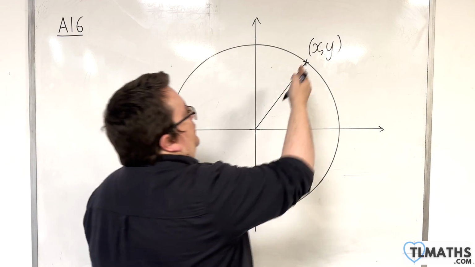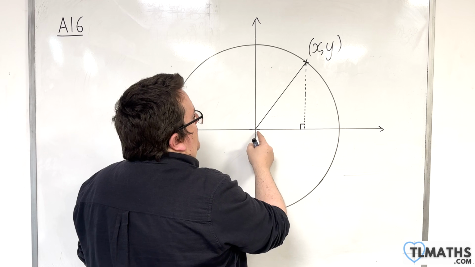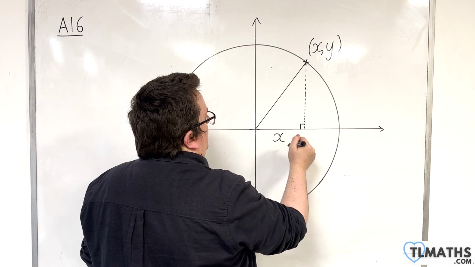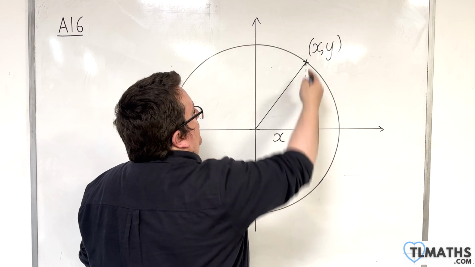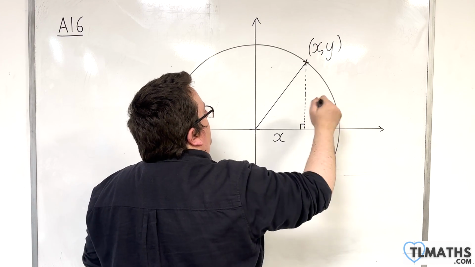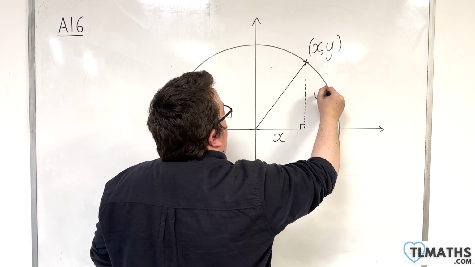Now, if the coordinates are x, y, then this distance here will be x. Okay, so that distance will be x because this has coordinates x, y, and we're going to be going up y. So this distance here will be y.